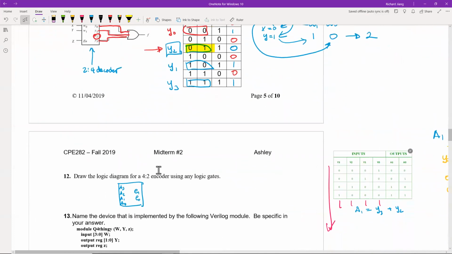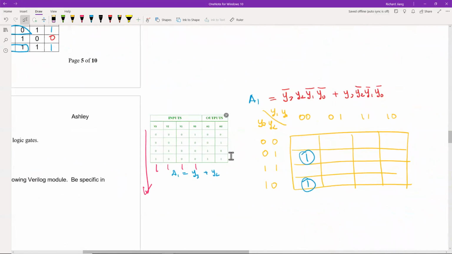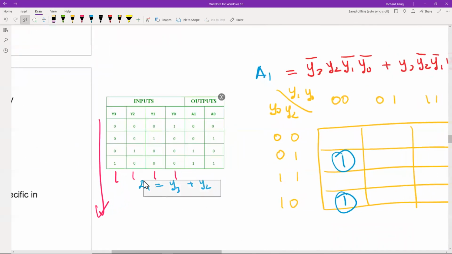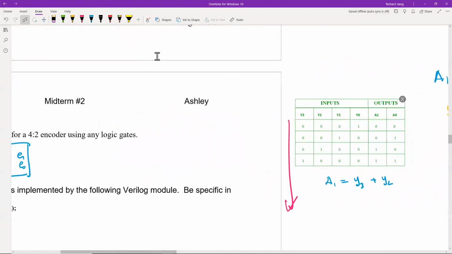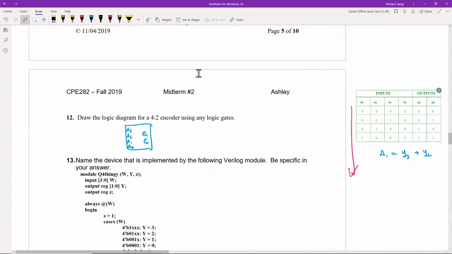Right. Okay, I see what you're saying. So again, this is true if the inputs are guaranteed to be one-hot, meaning only one of them is high at any given time. But ultimately, what we have here is still the de facto solution. This will always be true. Right. Fair? That makes sense. Yep. Good. All right, we good to move on?